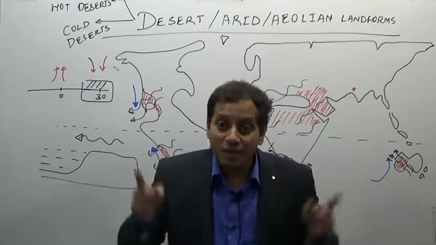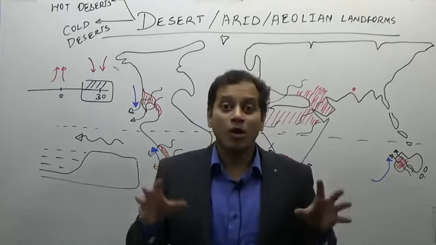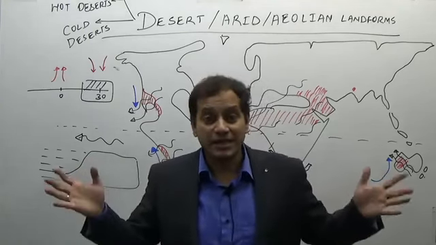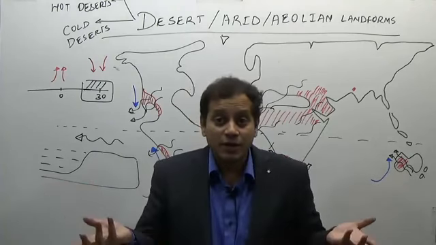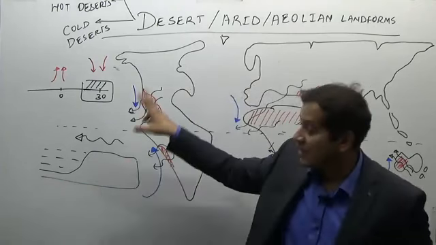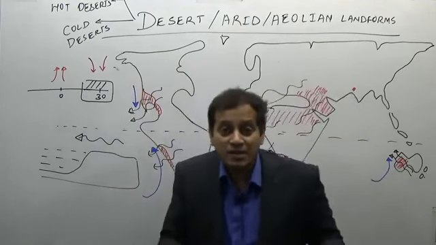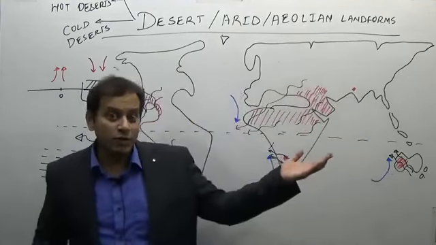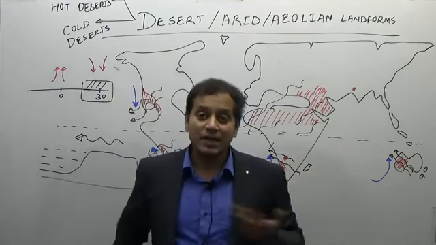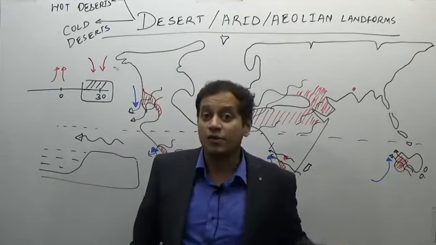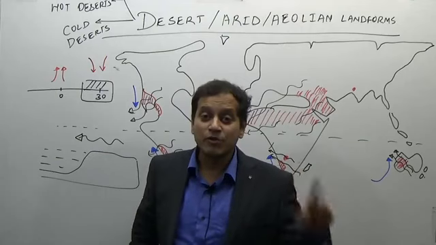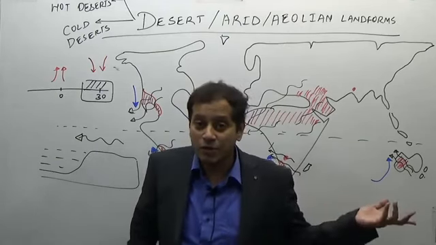And when the air comes down, it gets warmed, its moisture holding capacity increases and the air does not give any kind of moisture. Therefore, in this region, there is no rainfall. Second, what is the second chance of a rainfall? If the wind is blowing from sea towards the land, then it will bring some moisture and give rainfall. But here, the wind is blowing from land towards the sea, therefore no rainfall.